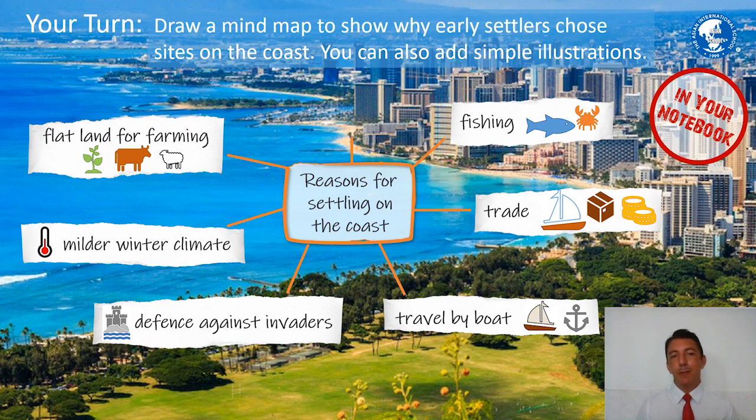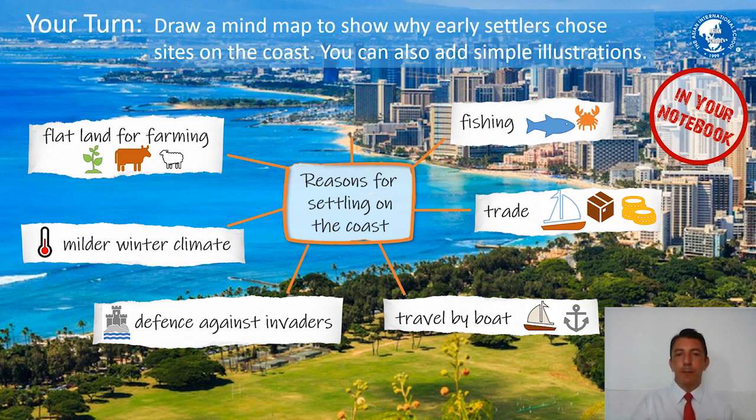Flat land for farming. As I mentioned earlier, we usually have flatter land along the coast, so this is ideal for farming. And our early ancestors definitely needed somewhere to grow their crops and to raise their animals.